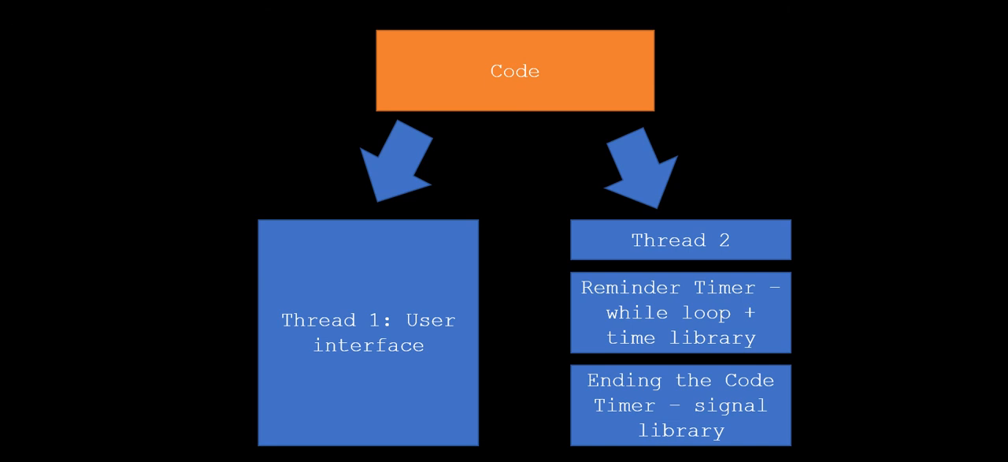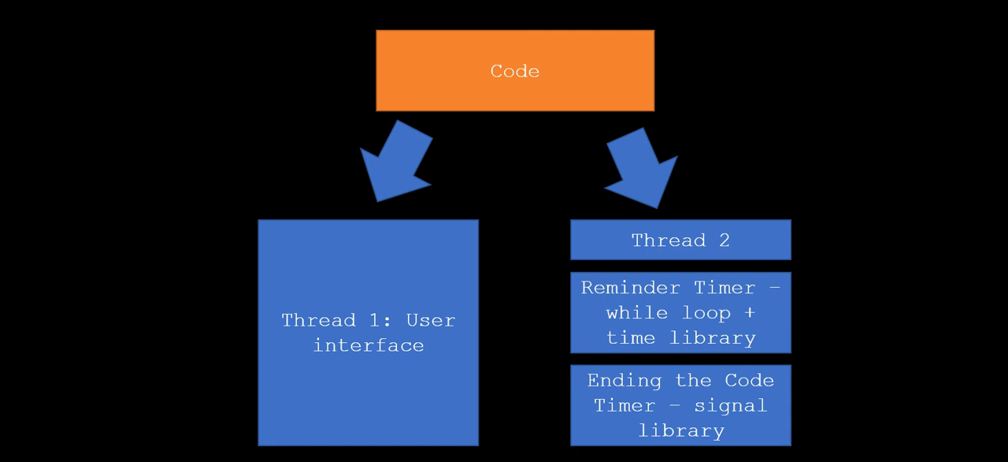Today we're going to be talking about how to make a timer in Python. So first, we're going to use two threads. The first thread is going to be the user interface. So the user interface is just going to be what the user is doing. And thread 2 is going to have two timers.